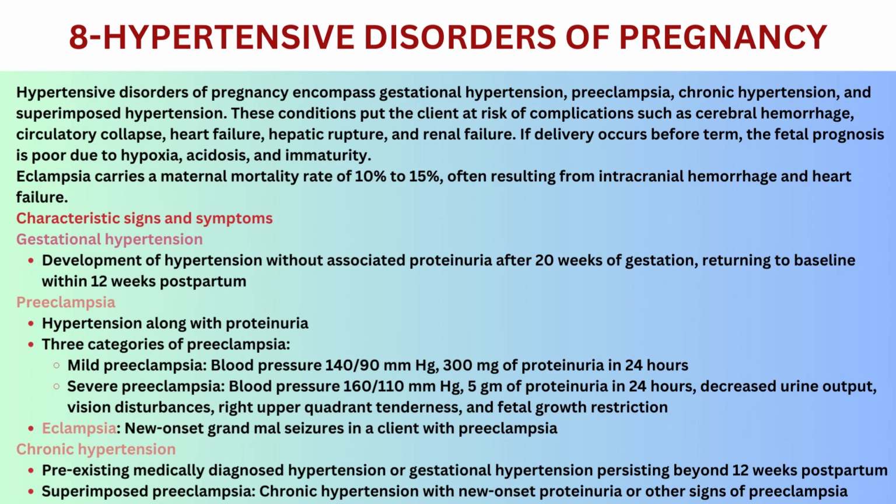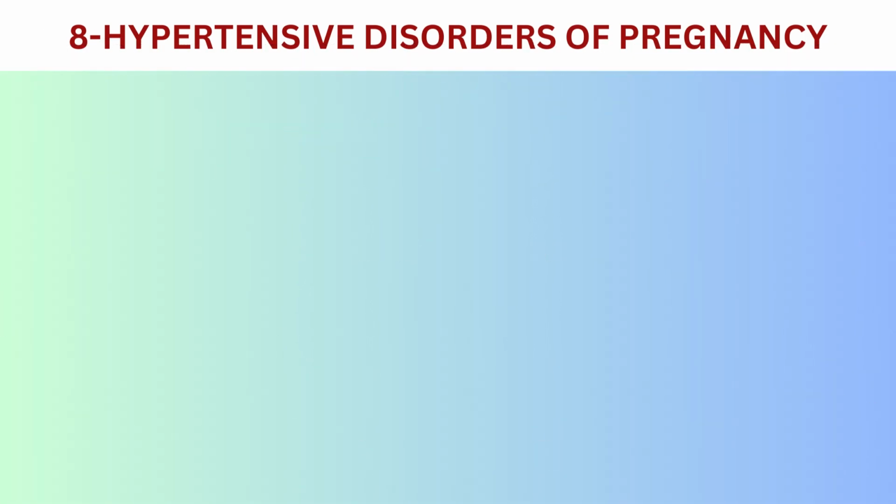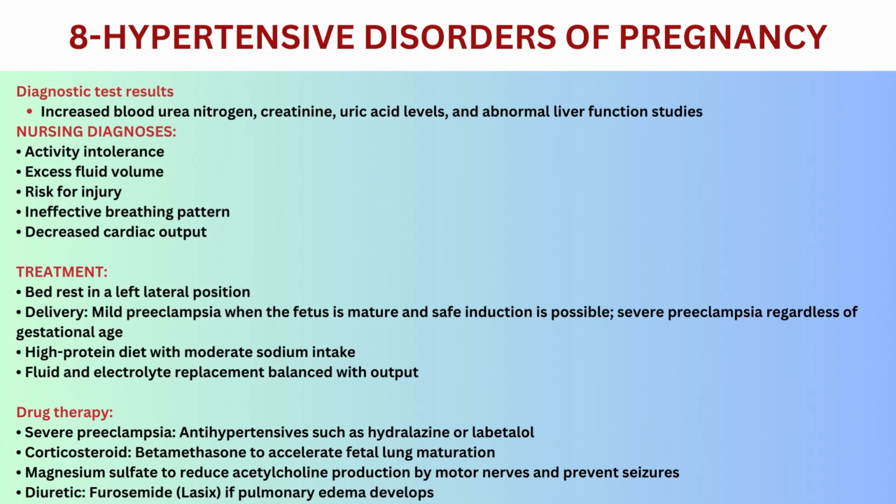Eclampsia: new onset grand mal seizure in a client with preeclampsia. For chronic hypertension: pre-existing medically diagnosed hypertension or gestational hypertension persisting beyond 12 weeks postpartum; superimposed preeclampsia: chronic hypertension with new onset proteinuria or other signs of preeclampsia. The diagnostic test results: increased blood urea nitrogen, creatinine, uric acid level, and abnormal liver function status. The nursing diagnoses: activity intolerance, excess fluid volume, risk for injury, ineffective breathing pattern, decreased cardiac output.